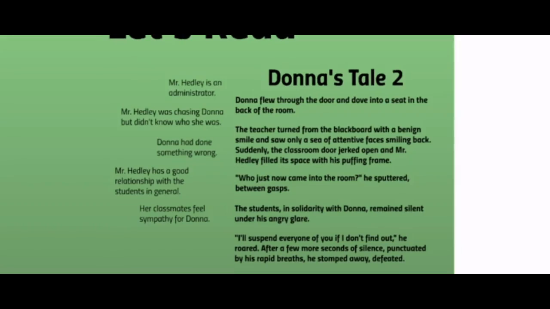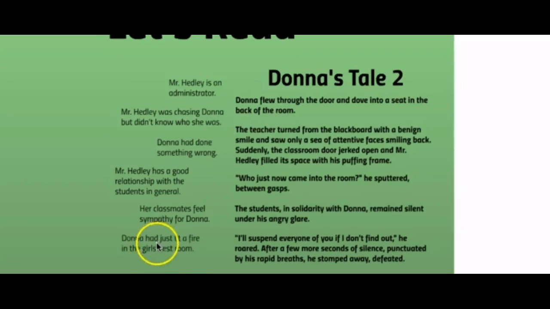Her classmates feel sympathy with Donna. Well, they did stay silent. In fact, it says right here that they remained silent in solidarity with her. Those are kind of all supported by the text, so I think that works.